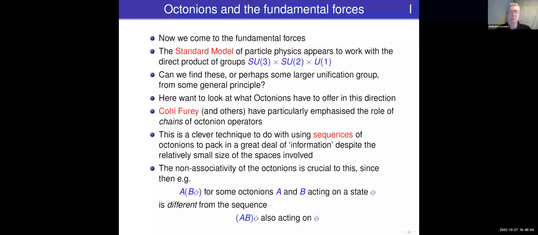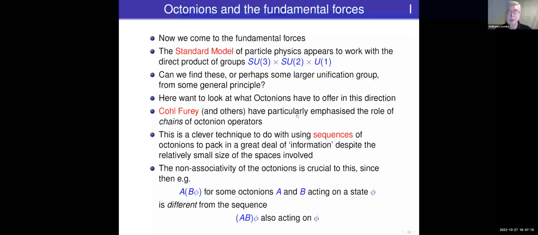So the standard model of particle physics, as we all know, appears to work with the direct product groups SU(3) × SU(2) × U(1). Can we find these, or perhaps some larger unification group, from some general principle? And of course, most of you will know very well what octonions have to offer, or some aspects of what octonions have to offer in this direction.